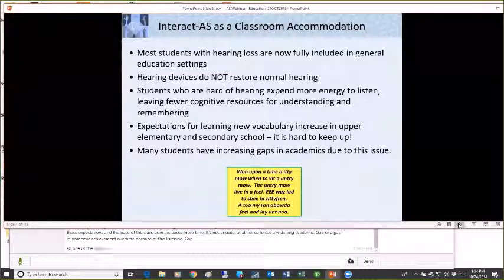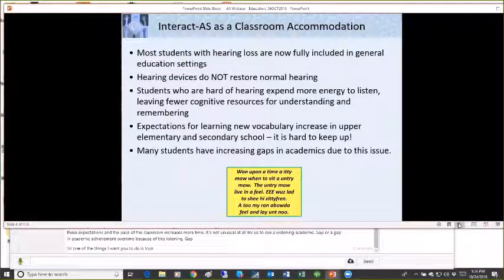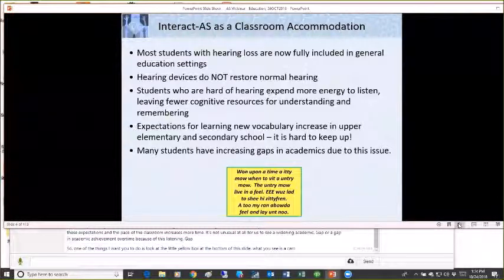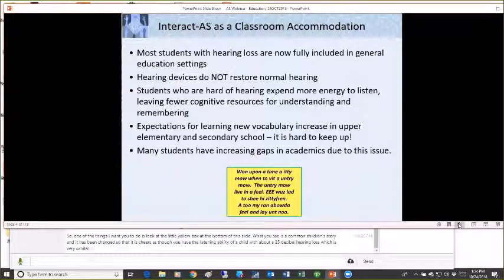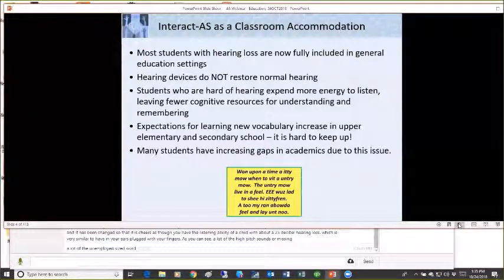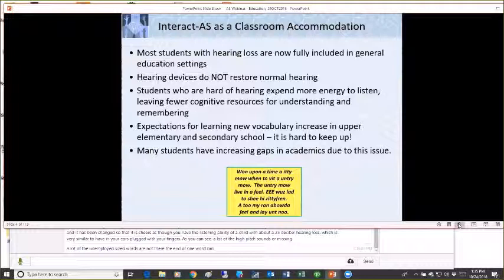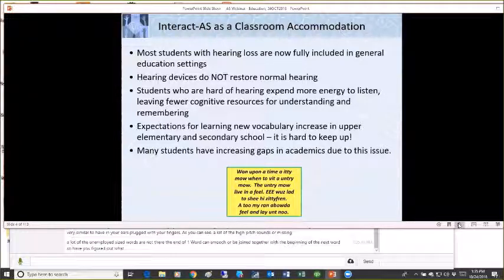So one of the things I want you to do is to look at the little yellow box at the bottom of this slide. What you see is a common children's story, and it has been changed so that it appears as though you have the listening ability of a child with about a 25 decibel hearing loss, which is very similar to having your ears plugged with your fingers. As you can see, a lot of the high-pitched sounds are missing. A lot of the unemphasized words are not there. The end of one word can smoosh or be joined together with the beginning of the next word. So, have you figured out what the story is yet?